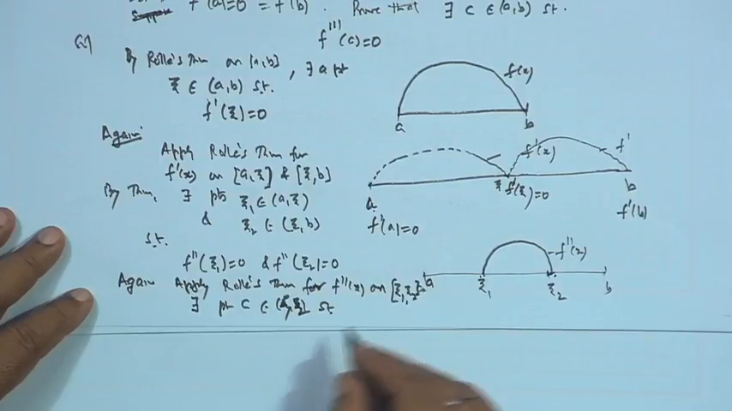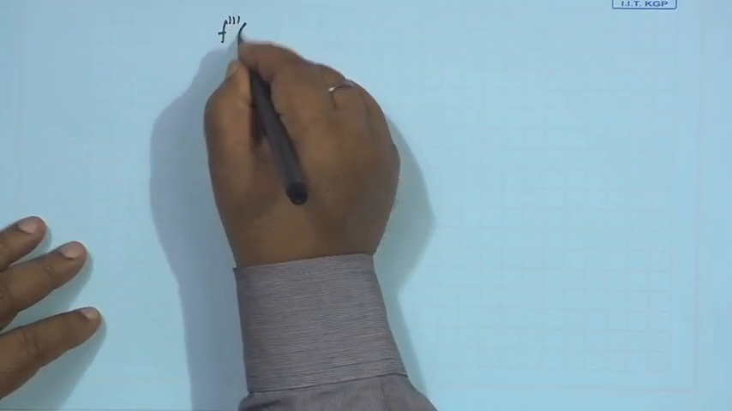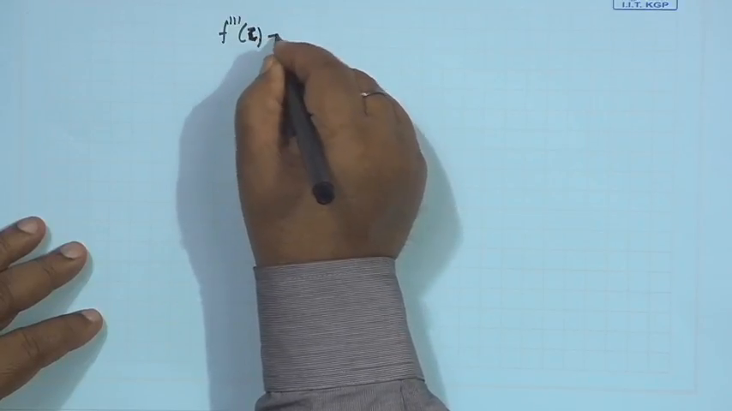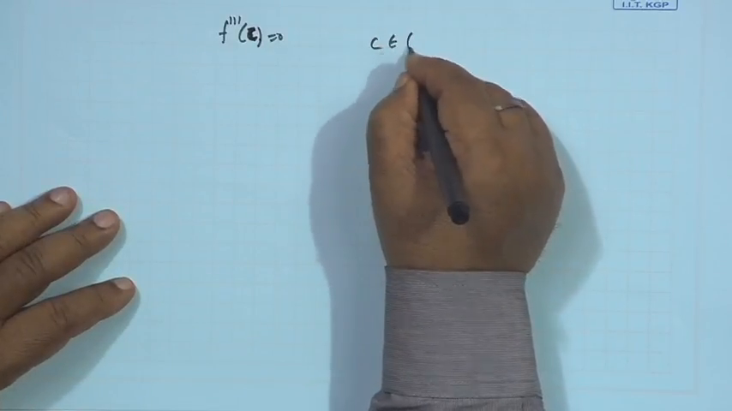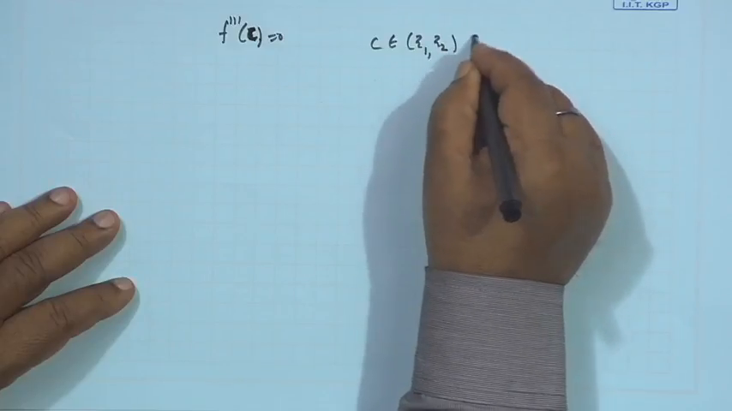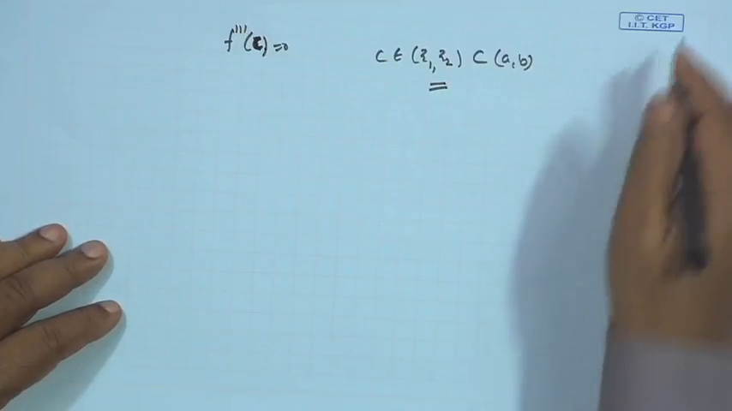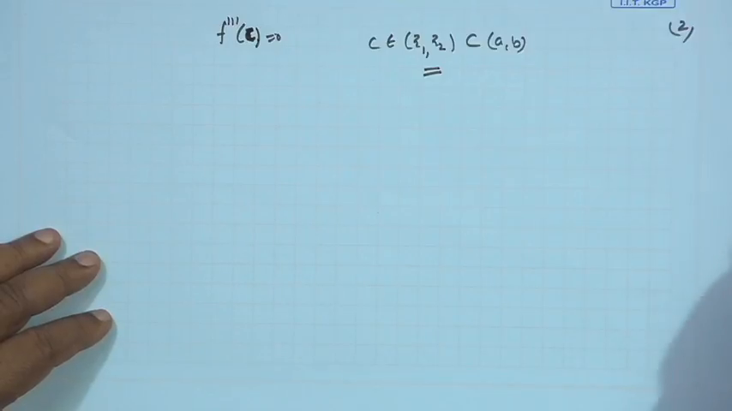such that the third derivative of the function at this point c is 0. So, c lies between xi 1 and xi 2, which is a subset of (a, b). So, the result follows from there. Basically we are using Rolle's theorem thrice and getting the result.